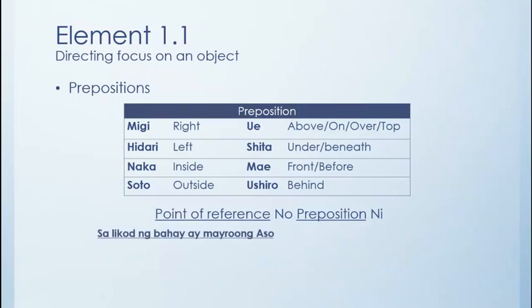Paano kaya kung halimbawa we're going to say sa likod ng bahay ay mayroong aso? Okay? Sir, what is bahay ulit? It is uchi. And the word dog or aso is inu. Pause the video and try to construct your sentence. Okay, so here's the answer. Uchi no ushiro ni inu ga imasu. Perfect. Okay? If you were able to get that, very good.